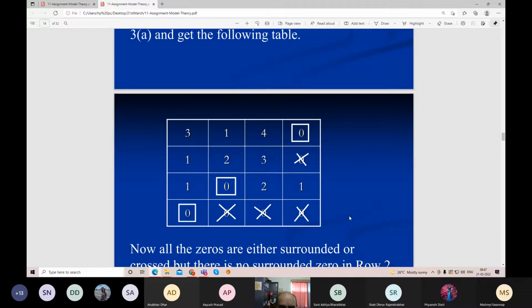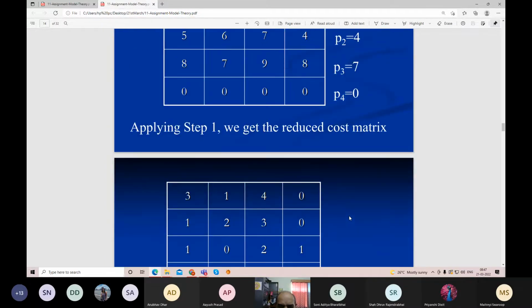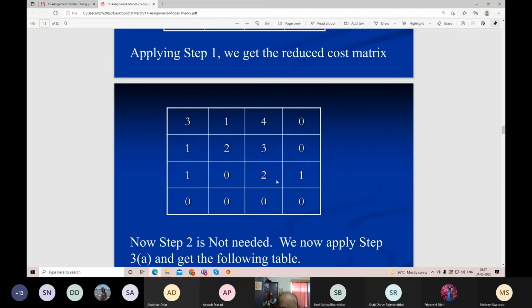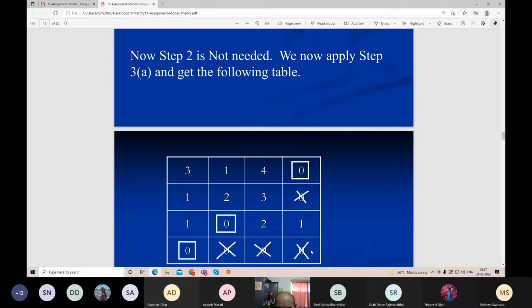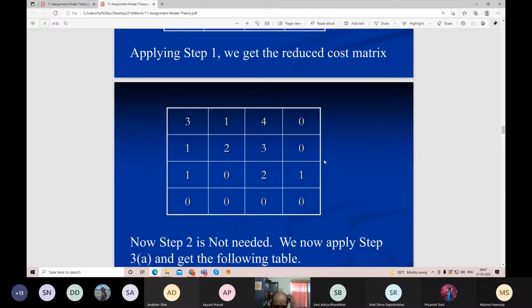Here you can see we are going to assign. The first row has only one 0. So we assign to this 0, and we cross out the other 0 in the same column. So we are assigning to this, and there are two other 0s we crossed out. The last column's 0 is already gone.